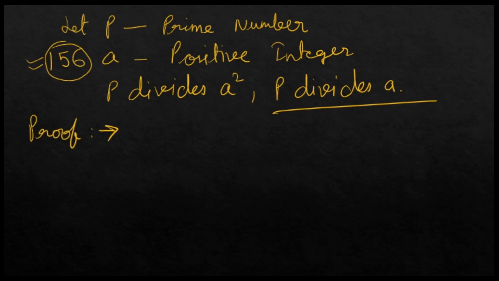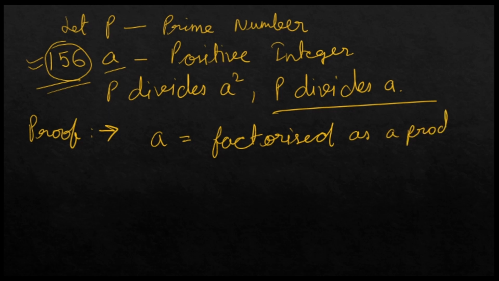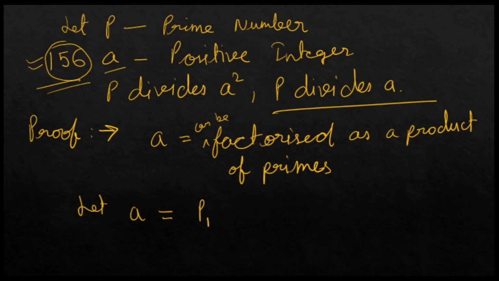Proof: from the fundamental theorem of arithmetic, integer A can be factorized. A can be factorized as a product of primes. After factorization, let A be P1, the first prime factor, then P2, P3, and the process goes on till we get the last number. So these are the prime factorization of A.